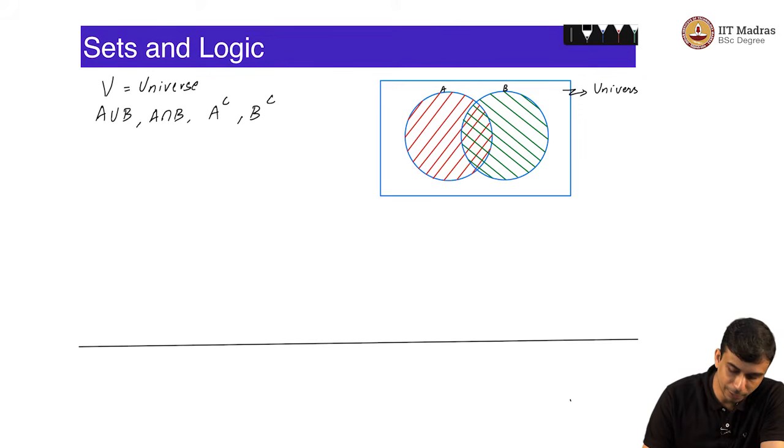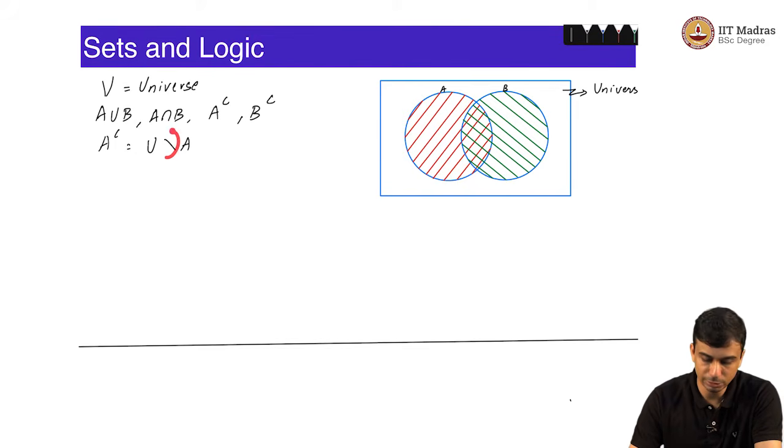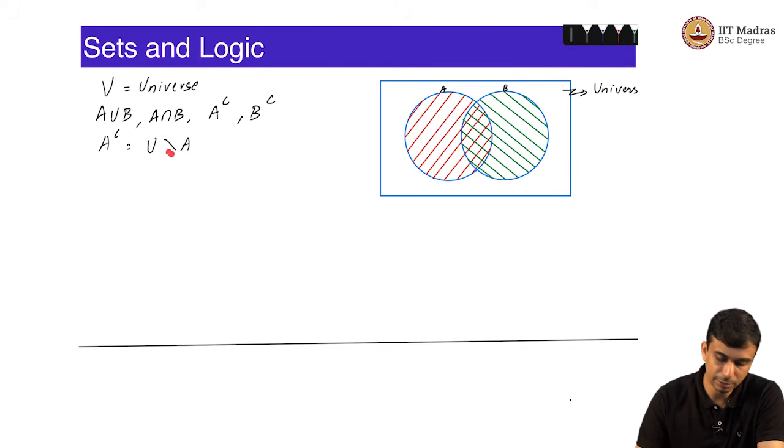So, you can in principle write A complement as the universe set difference A. This is another notation that you might want to know. This is the notation for set difference. How do you denote the difference between two sets? This is a backslash symbol, that is A complement. Similarly, you can have B complement also.